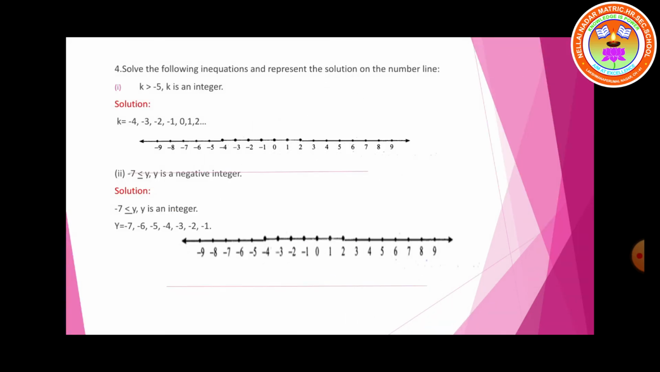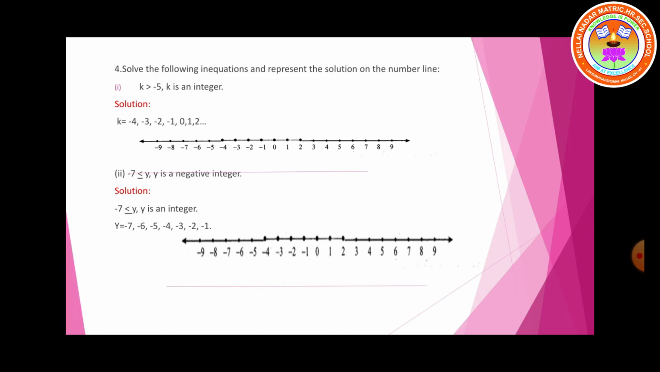Next one, what is that? Solve the following inequality and represent the solution on the number line. K greater than minus 5, K is an integer. Greater than minus 5 means the numbers above it, that is K equal to minus 4, minus 3, minus 2, minus 1, 0, 1, 2, etc.